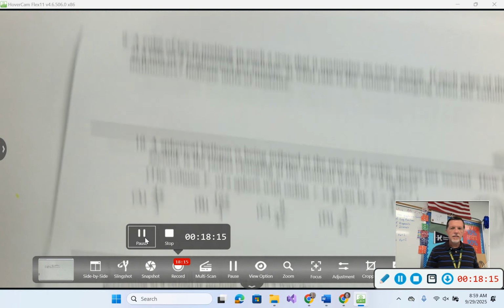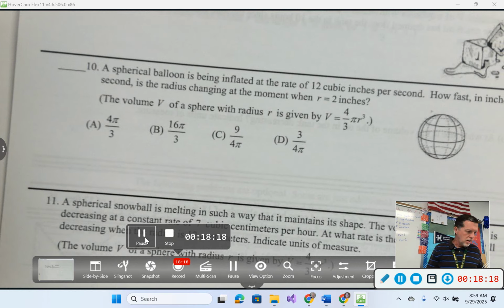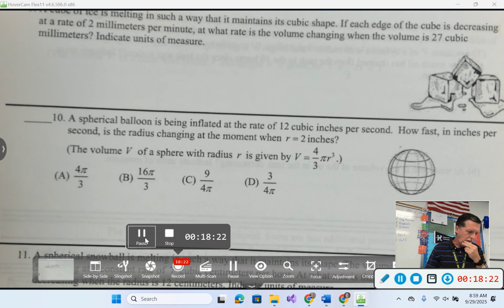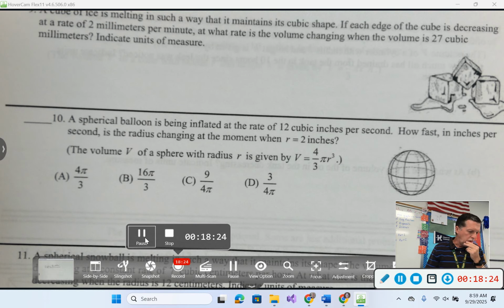Let's see. We got time for a couple more, or one more anyway. Oh, we need to do a cube or a sphere. Which one do you want to do? 9 or 10? 10?